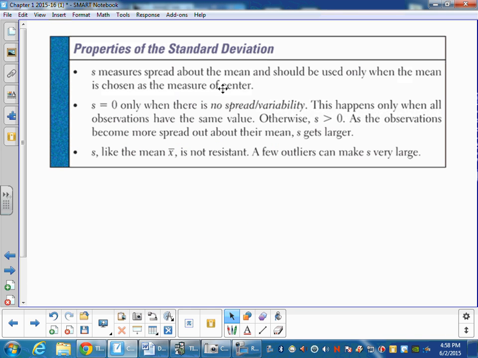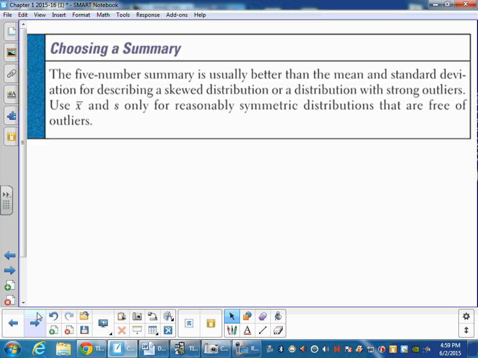Now, properties of standard deviation. It measures the spread about the mean. It should be only used when the mean is used. So when the distribution is symmetric, we use standard deviation. If s is 0, then there's no spread, and so all the observations are the same value. And it's not resistant, so if there are some outliers, the standard deviation gets quite high. So when picking a summary, we mentioned this before, but we use the 5-number summary for when the data is skewed. We use x bar and s when it's a symmetric distribution.